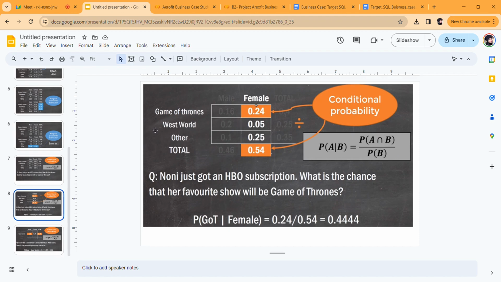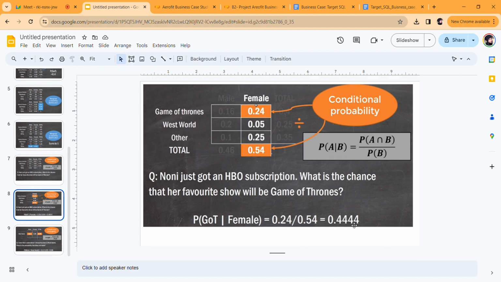Because Westworld is also watched by a few females, and other shows are also watched by a few females, right? So here the condition is that they are female, which is 0.54 in total. 0.54 is the total female. How many are interested in Game of Thrones? In this way we are going to divide 0.24 by the total females who are present. Then in that case we will get 0.444. So this is the probability if they are female, which is already given. We don't need to find the probability of how many females there are; it is already calculated as the marginal probability.